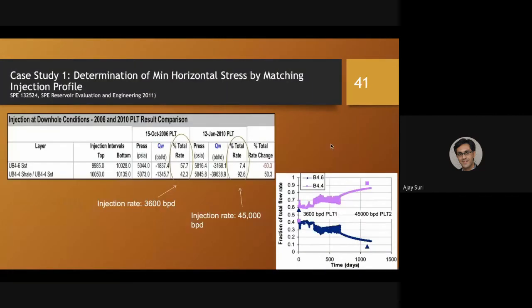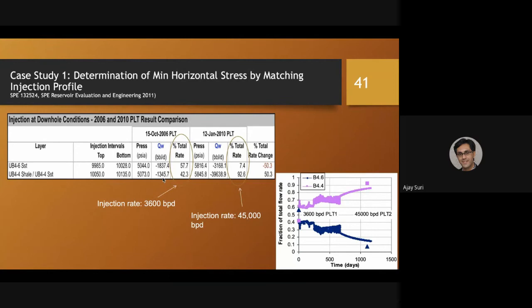So the one more thing I did in this was, they had two layers that they injected into, and initially the layers that they injected had almost equal flow distribution. So they had about 50% flow distribution. After 4 years, when they did a PLT test, a log basically for the injection profile, they found that one of the layers is getting a lot of water compared to the other layer. And so we know why this happens, because the one layer is getting more fractured than the other layer. That is the most likely reason.